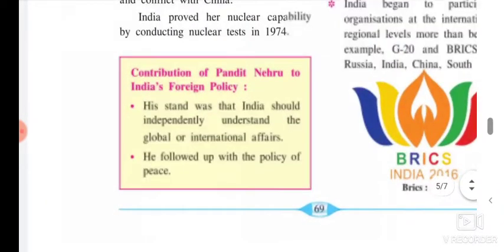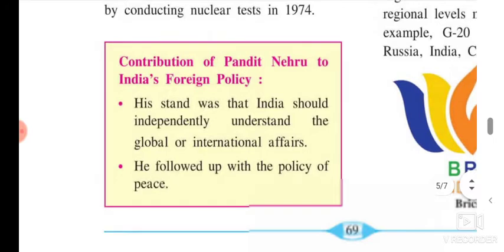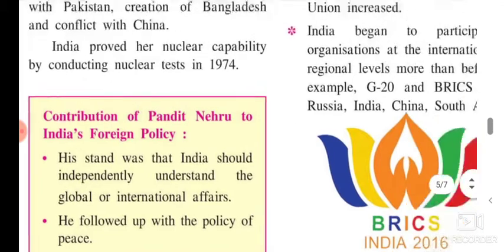We have an information box over here. Contribution of Pandit Nehru to India's foreign policy. His stand was that India should independently understand global or international affairs. He followed the policy of peace.